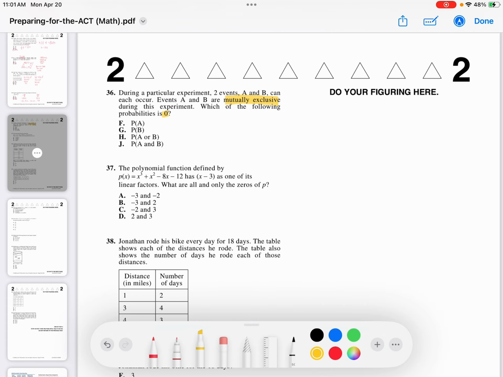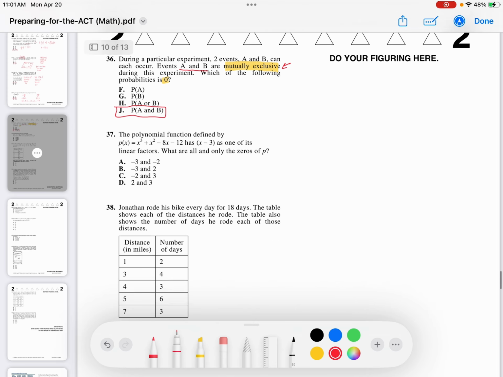So 0 means that it cannot happen. So if it's mutually exclusive, then what cannot happen is both A and B at the same time. So that would be J. They have no chance of both happening at the same time because they are mutually exclusive.